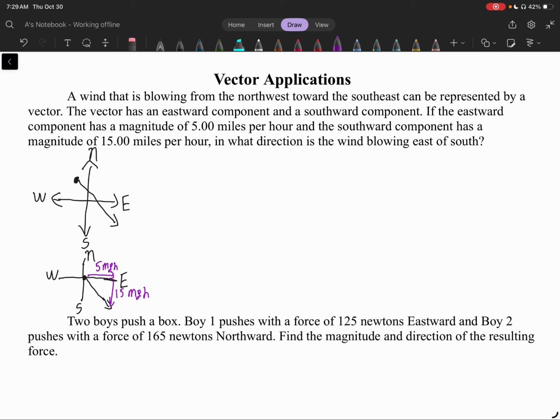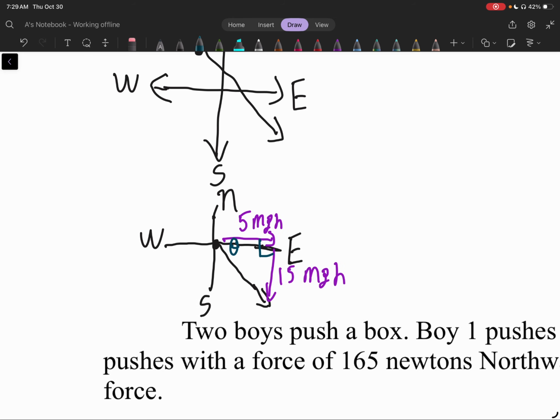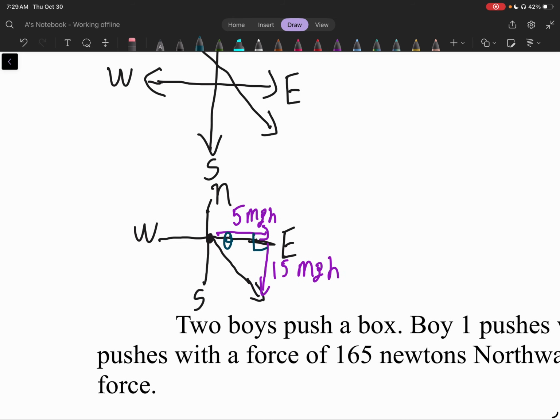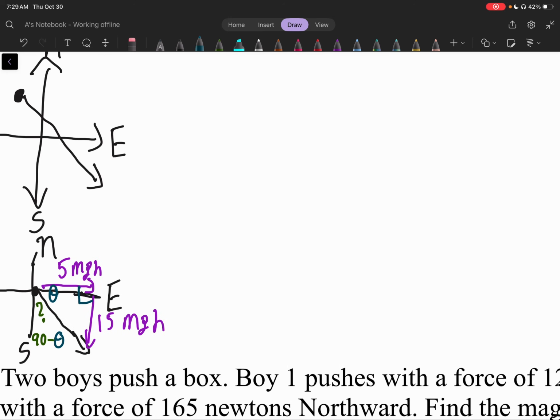So in this right triangle, I can find theta here, but that would be south of east. I don't want south of east, I want east of south. Well, how do I find that? I'm looking for this number here, and I'm going to find this by taking 90 degrees and subtracting my theta measurement. Okay? All right.